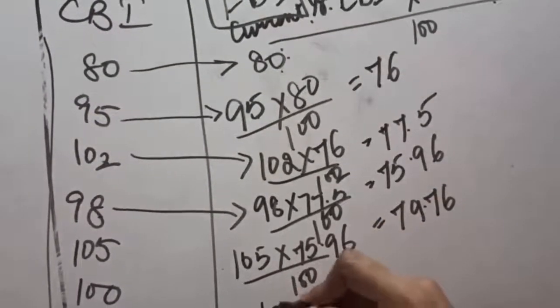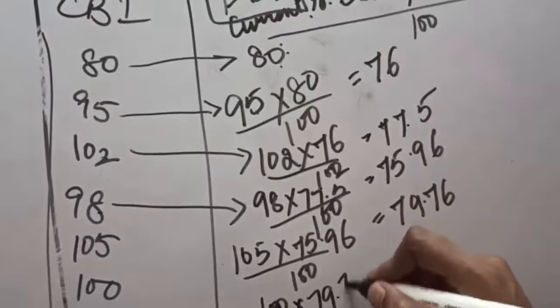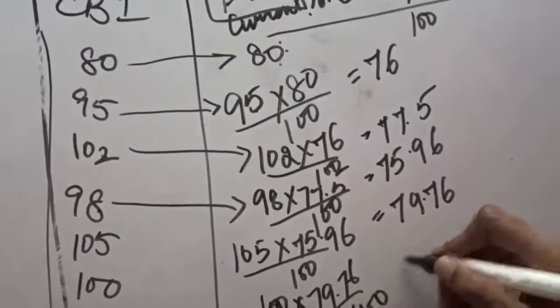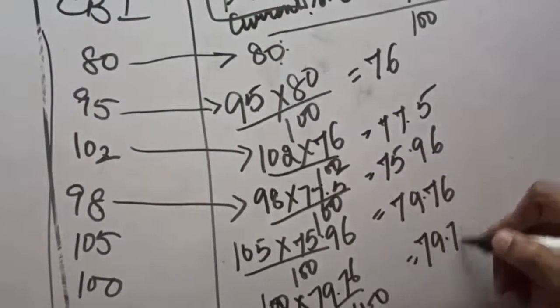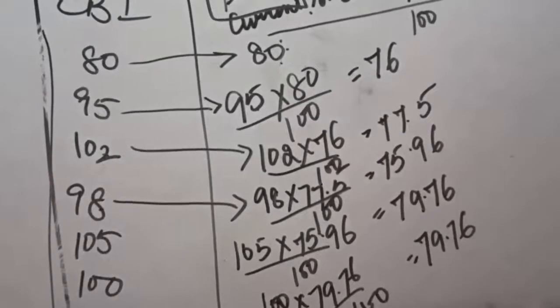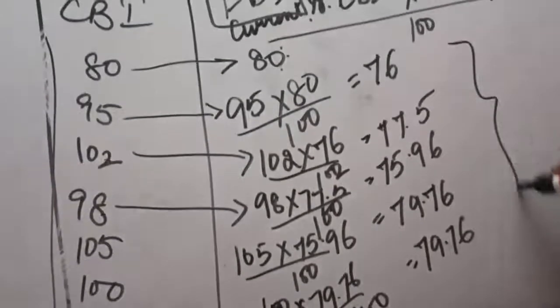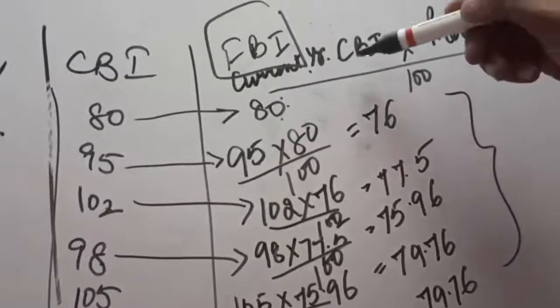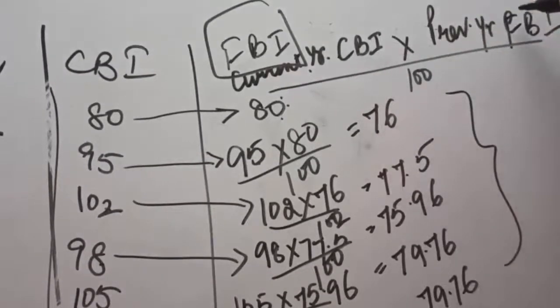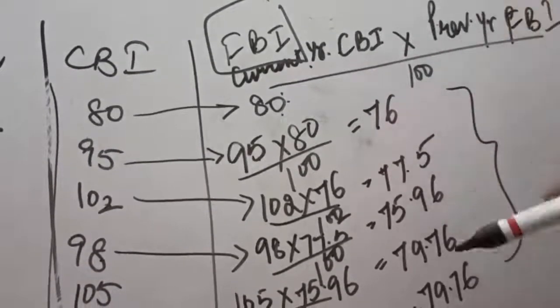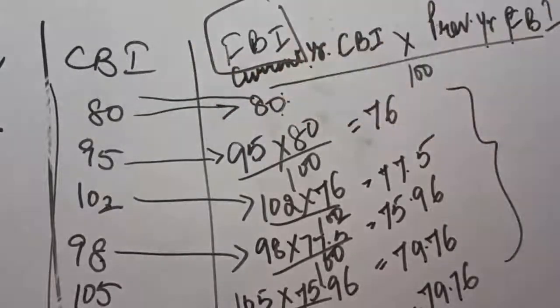And for the last year also we can calculate. It will be 100 multiplied by 79.76 divided by 100. Again it will be 79.76. So like this, by applying this formula, current year CBI multiplied by previous year FBI divided by 100, we can convert a CBI into FBI.